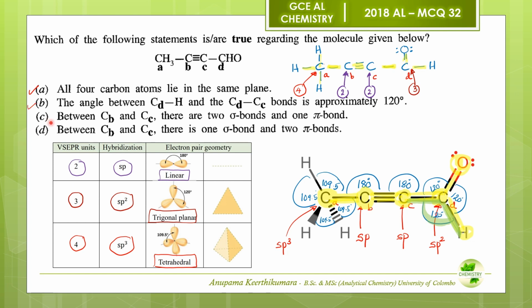The third statement, statement C: between CB and CC, there are two sigma bonds and one pi bond. This is the CB-CC bond. There's a triple covalent bond present between CB and CC. One bond is a sigma bond and the other bonds are pi bonds. Therefore, between CB and CC, there's one sigma bond and two pi bonds. Therefore, statement C is not correct.